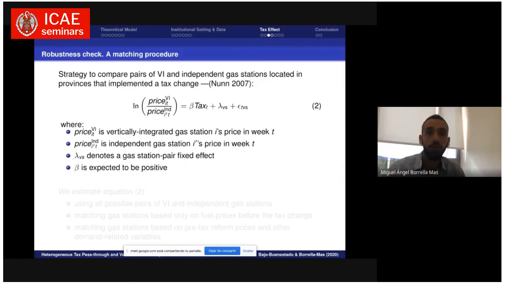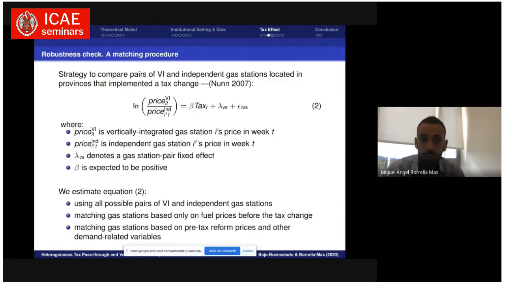Let me move to these robustness checks of the matching procedure. Here, what we are going to do is compare pairs of vertically integrated and independent gas stations located in provinces that implemented the tax change, following the strategy described in 2007. We are going to estimate equation 2, in which we take the ratio between the price of vertically integrated and independent gas stations, and we also include a gas station fixed effect. What we expect here, given that we are claiming that a vertically integrated gas station reacts more to the tax change, is that beta is positive.